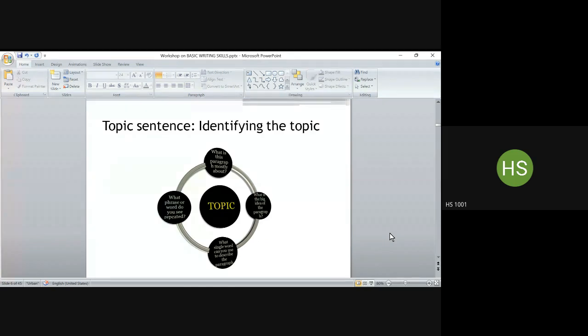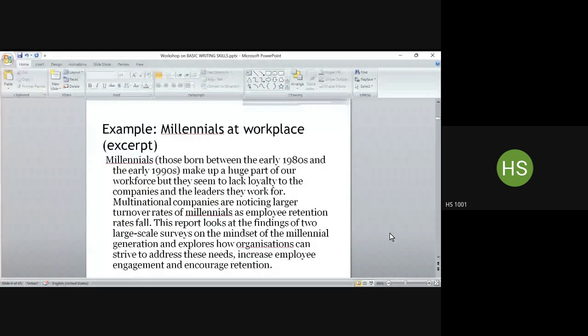What is this paragraph mostly about? If you can answer it in a word or a phrase, that should be better. Yeah, it's about millennials, of course. Anything more? Anybody else who wants to respond to that? Maybe related to the lack of loyalty of the millennials towards their company. Any other answers? Traits of millennials, lack of loyalty of millennials towards companies. Traits of millennials. Okay, more? Anything else?